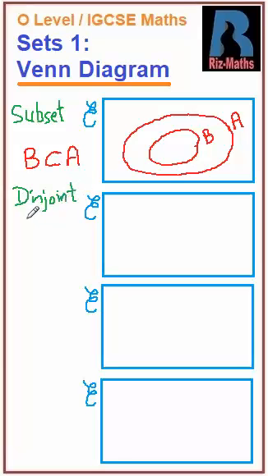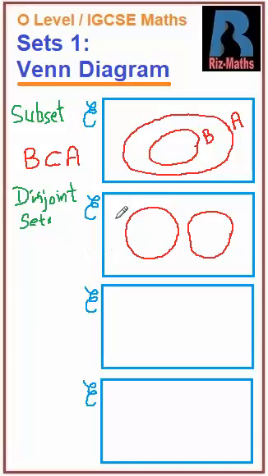So, disjoint sets. Which means that the two sets have no item in common. So not overlapping, not a subset, but they have nothing in common. So the two sets A and B will be disjoint if they are totally drawn separately.